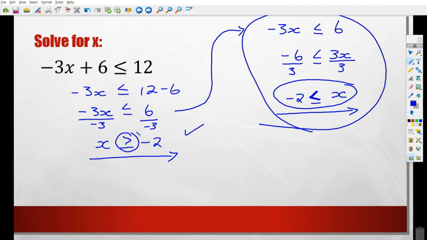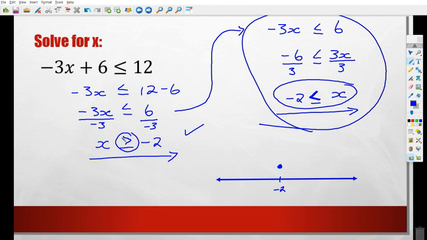Now before we finish, there's something I must always do when I'm done with an inequality. We always need to represent it on a number line. What did they say that x is greater than or equal to? -2. So I'm going to put -2 on my number line. Are they including -2? Yes, they're including it, so I'm going to draw a colored in dot there.